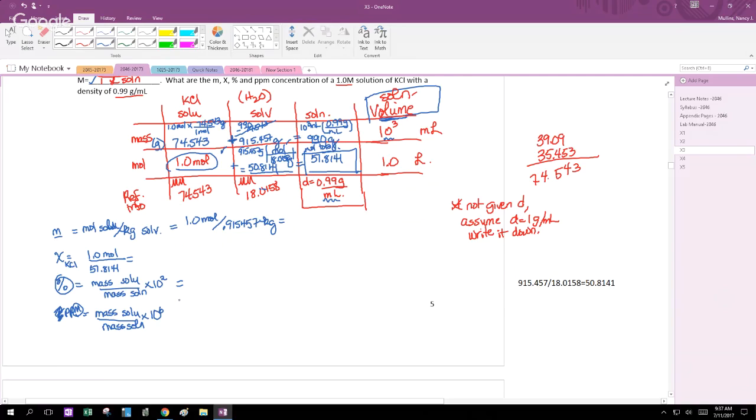So based on our numbers, what's the mass of my solute? And what's the mass of my solution? 990 grams times 10 to the second. And if I take my percent and multiply it by 10 to the fourth, then I'm going to end up with my parts per million. Would you agree to that? Because it's exactly the same fraction, just 10 to the fourth times larger.